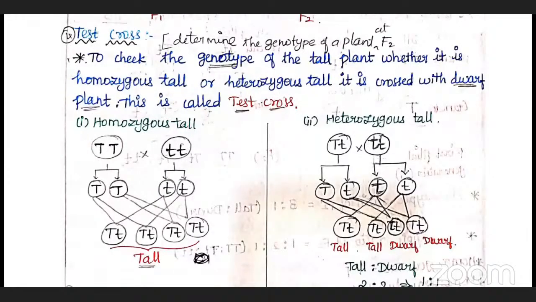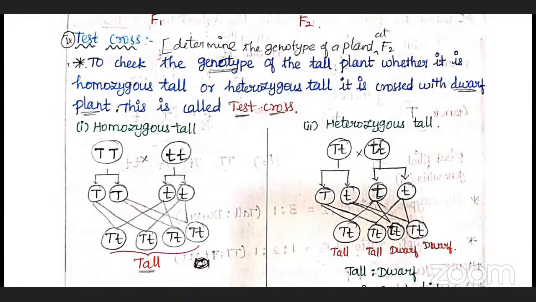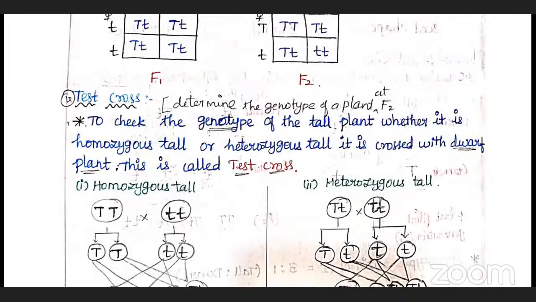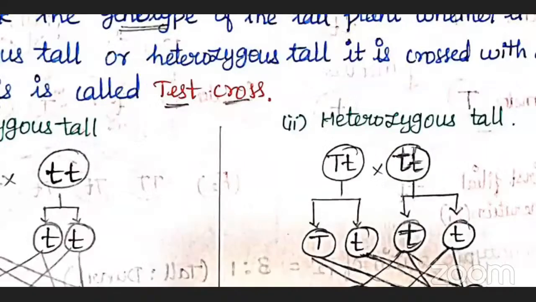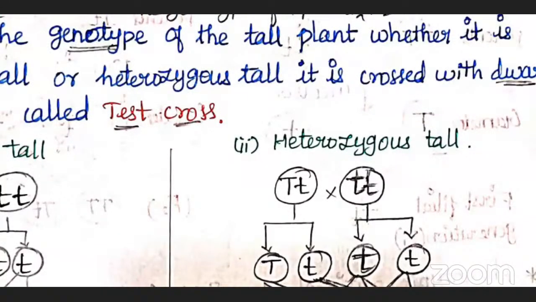That's all. The next one is the test cross. What's the meaning of test cross? The F1 generation is crossed with the recessive parent. In the monohybrid cross, what do we get in the F1 generation? Capital T and small t. That is the F1 generation result. That F1 generation result is crossed with the recessive parent. Recessive means small t and small t. That is called recessive.